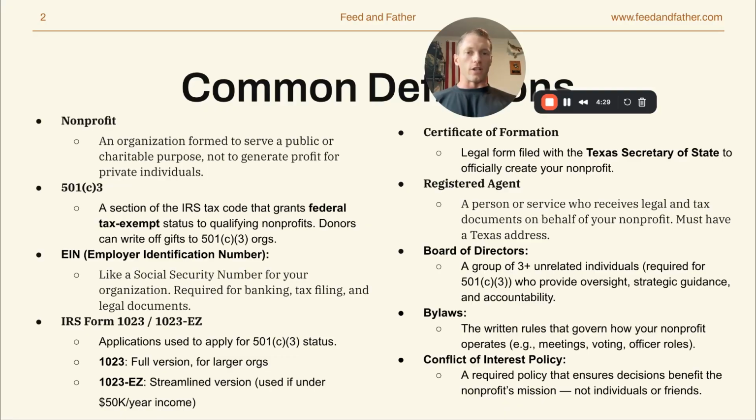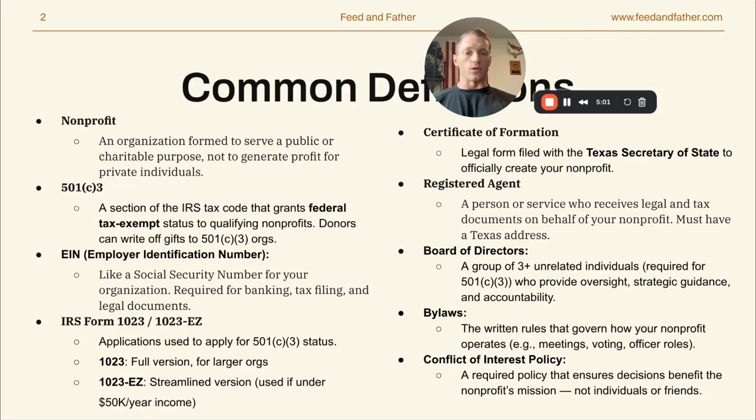So certificate of formation, legal form filed with the Texas Secretary of State to officially create your nonprofit. Registered agent is just a person or service who receives legal and tax documents on behalf of your nonprofit. I am the registered agent for ours. It's not a big deal. Board of directors, a group of 3+ unrelated individuals required for the 501c3 who provide oversight, strategic guidance, and accountability. Just pick you and 2 trusted individuals.